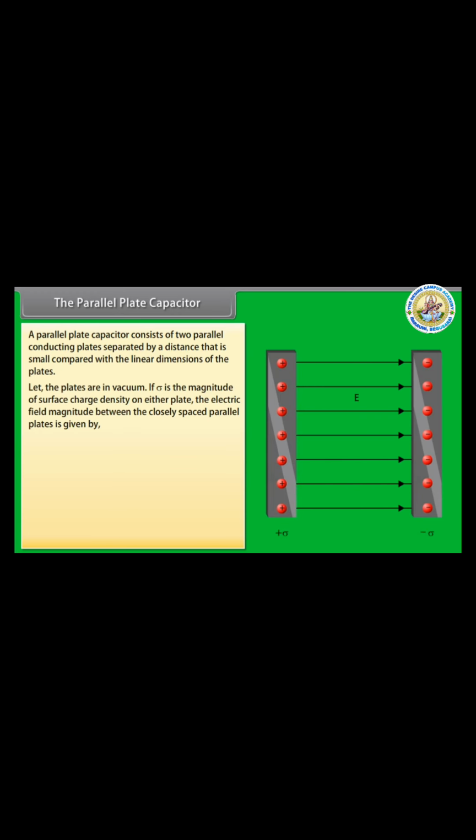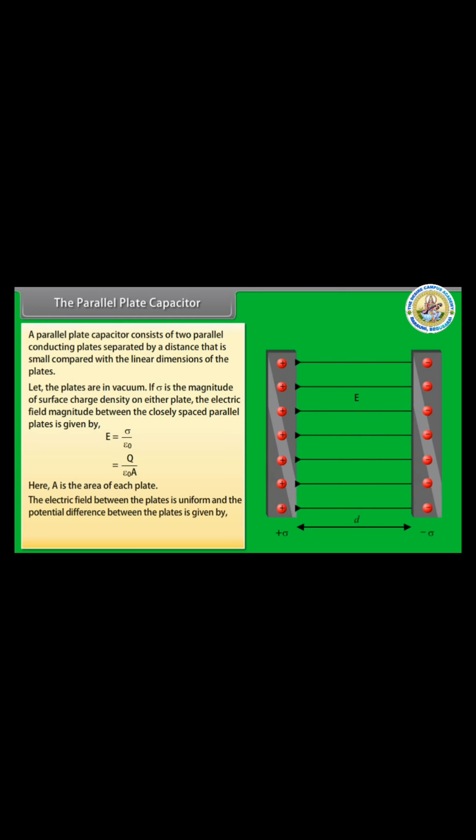Let the plates be in vacuum. If sigma is the magnitude of surface charge density on either plate, the electric field magnitude between the closely spaced parallel plates is equal to sigma upon epsilon naught. But sigma is equal to Q by A. Put the value of sigma in the above equation. We get E is equal to Q divided by epsilon naught A. Here, A is the area of each plate.